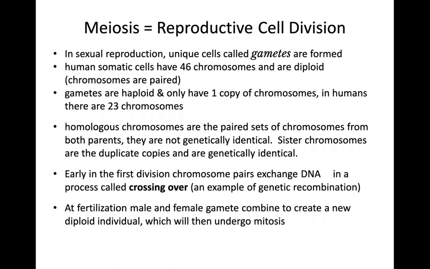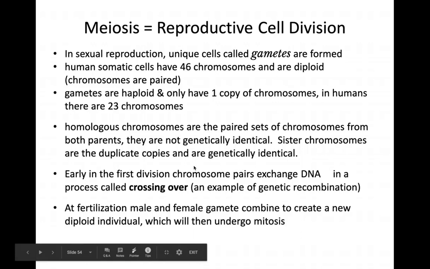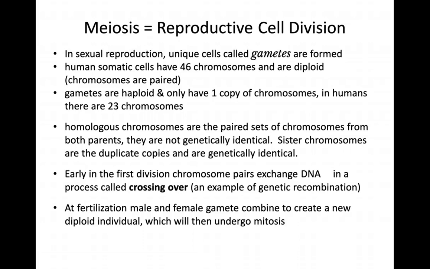So we'll have homologous chromosomes, which are the paired sets of chromosomes that have the pairing from both parents. They're not genetically identical. Sister chromatids are duplicate copies. They are genetically identical. So in the first division of the chromosomes, they're going to pair up and exchange DNA. We call this process crossing over. It helps give more genetic recombination. So you can have different regions of the chromosome swapping. So instead of passing an exact copy of mom's or an exact copy of dad's, what you're going to pass on is a mix of the two.